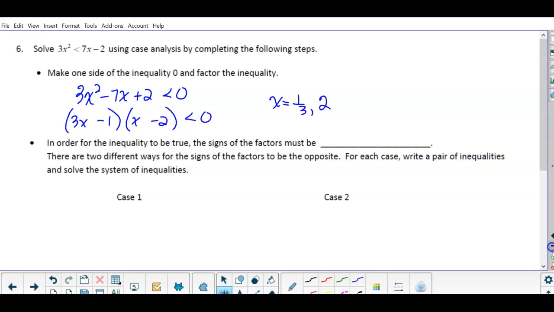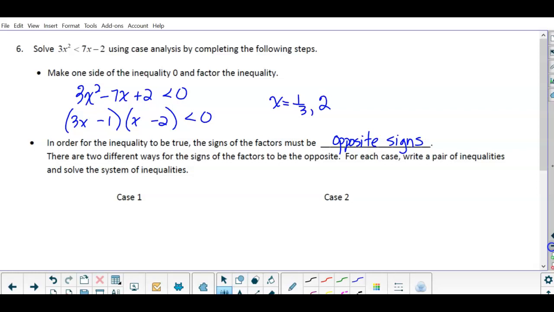In order for the inequality to be true, the signs of the factors must be, so take a look. If you have two factors multiplied together and your result has to be less than 0, that means one of these has to be positive and one has to be negative. So they must be opposite in sign. So there's two different ways for the signs of the factors to be opposite. For each case, write a pair of inequalities and solve that system.